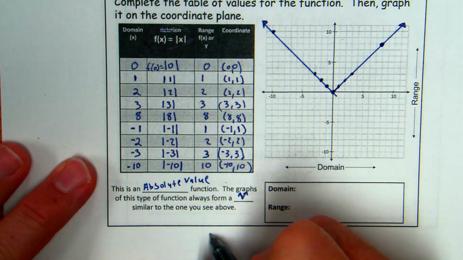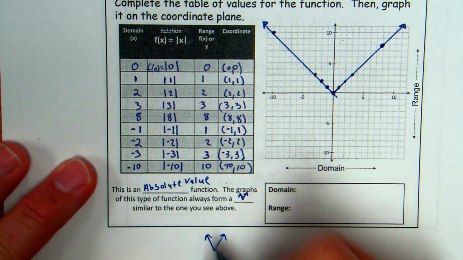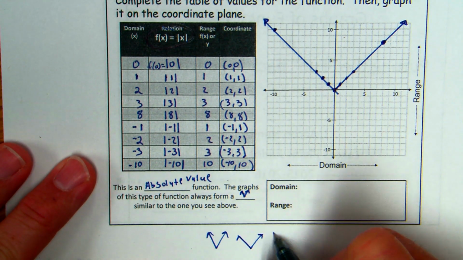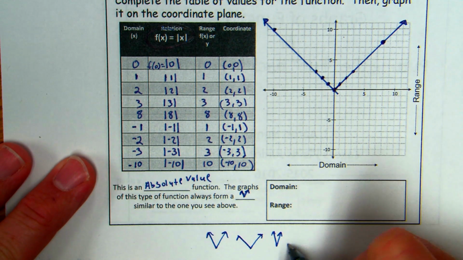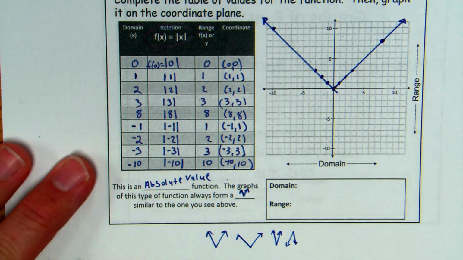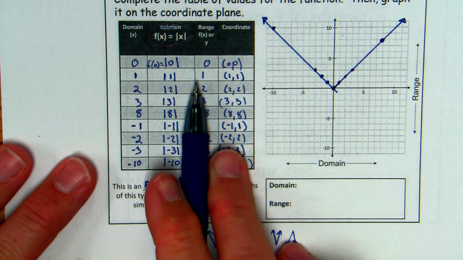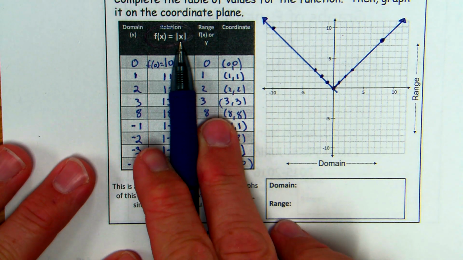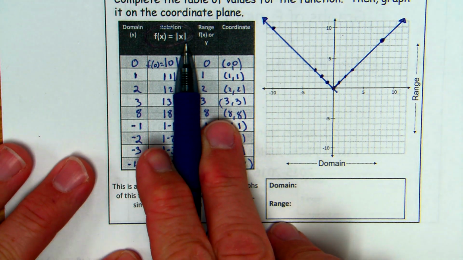Now, I will tell you, some of these V's will be like we've seen them. Other V's will be really, really wide. You might have some tall, skinny V's. You might have upside down V's. But every absolute value function is going to make a V. And they're pretty easy to spot because your x is inside of absolute value bars.